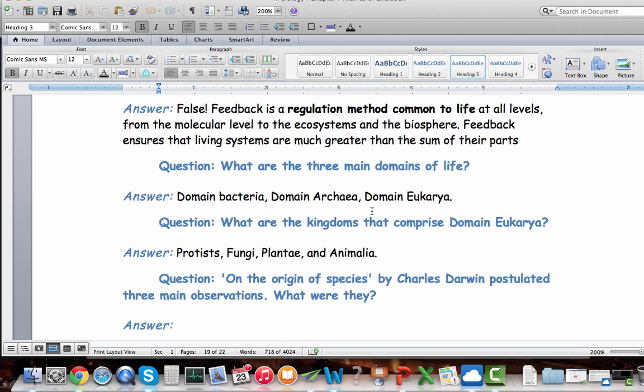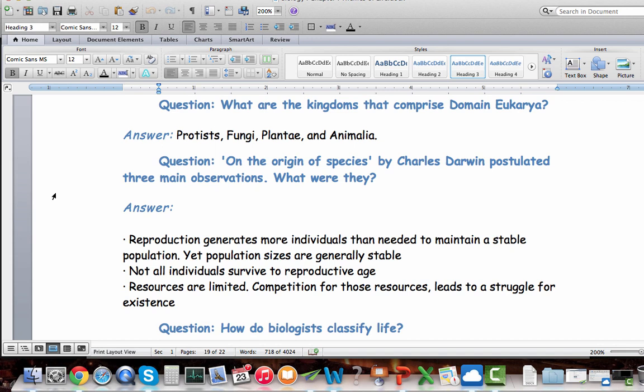Question: what are the three main domains of life? Answer: the three main domains of life are domain bacteria, domain archaea, and domain eukarya. Question: what are the kingdoms that comprise domain eukarya? Answer: the kingdoms that comprise domain Eukarya are protists, fungi, plantae, and animalia.